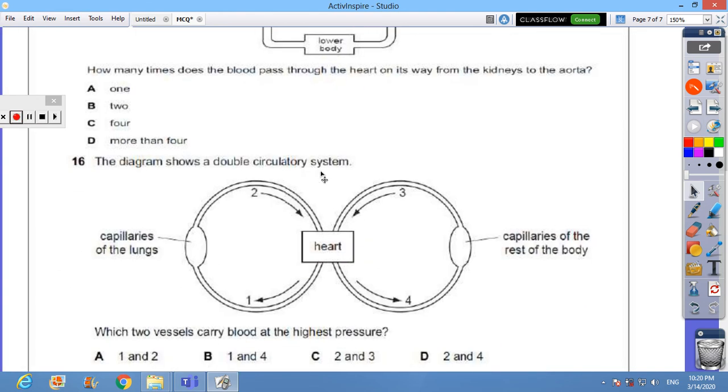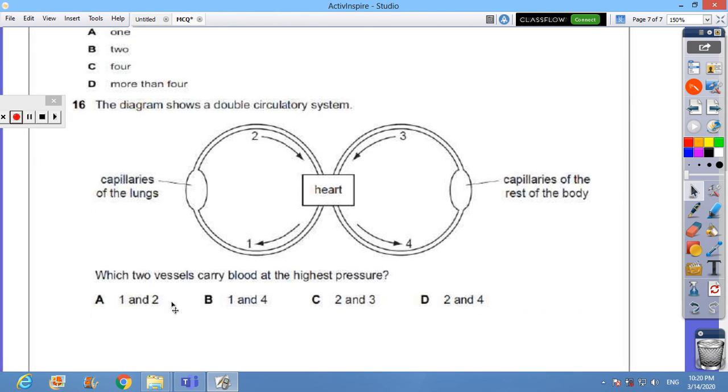The diagram shows a double circulatory system. Which 2 vessels carry blood at the highest pressure? The ones which carry blood at the highest pressure are the arteries. So I'm looking for arteries. How to find them? Arteries take blood out of the heart. So they must be 1 and 4. Simply the answer is B.